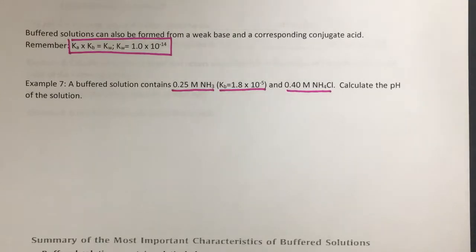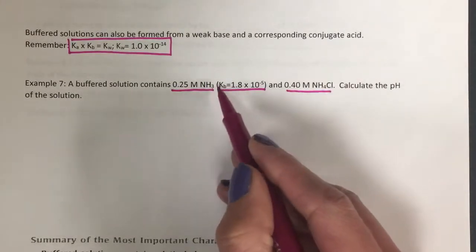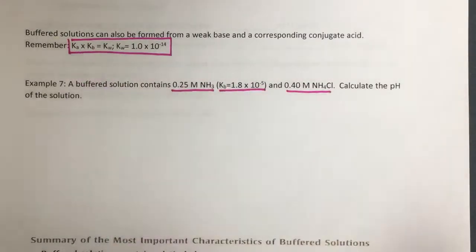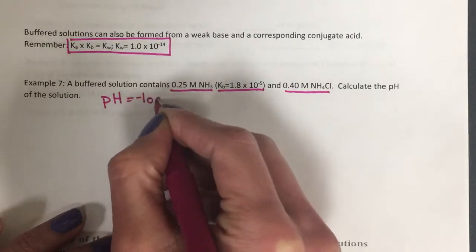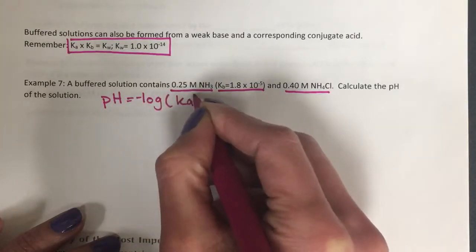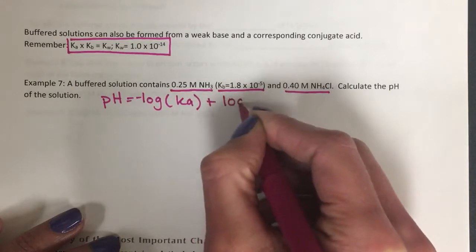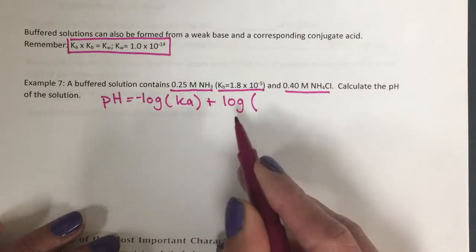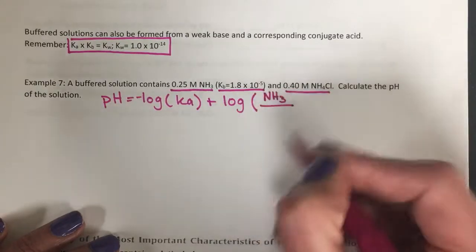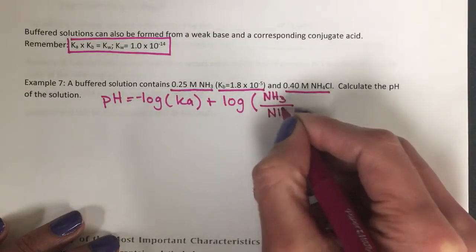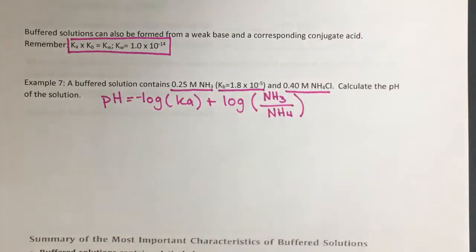So the first thing you'll need to do, change your Kb to a Ka using that equation. Once you have your Ka, use the Henderson-Hasselbalch equation. The pH equals the negative log of the Ka plus the log of the concentration of your base, which was NH3, over the concentration of your acid, which is NH4.